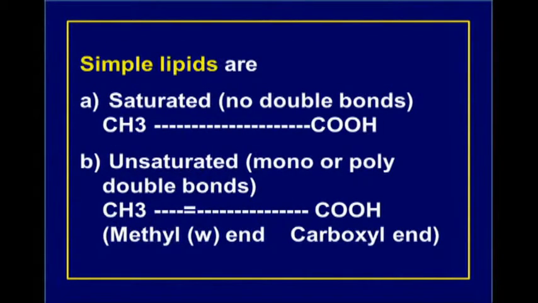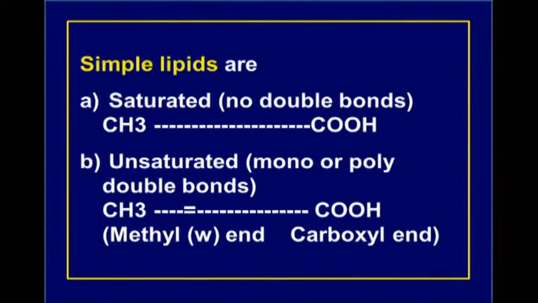We know that an oil can be defined as saturated, which means it's got no double bonds. Okay? So it's a continuous carbon chain from the methyl end on the left to the carboxyl group on the right. So it's a chain. It could be 30, 40 carbons long, or it could be just as simple as saturated one would be 1 carbon long. That's called formic acid.